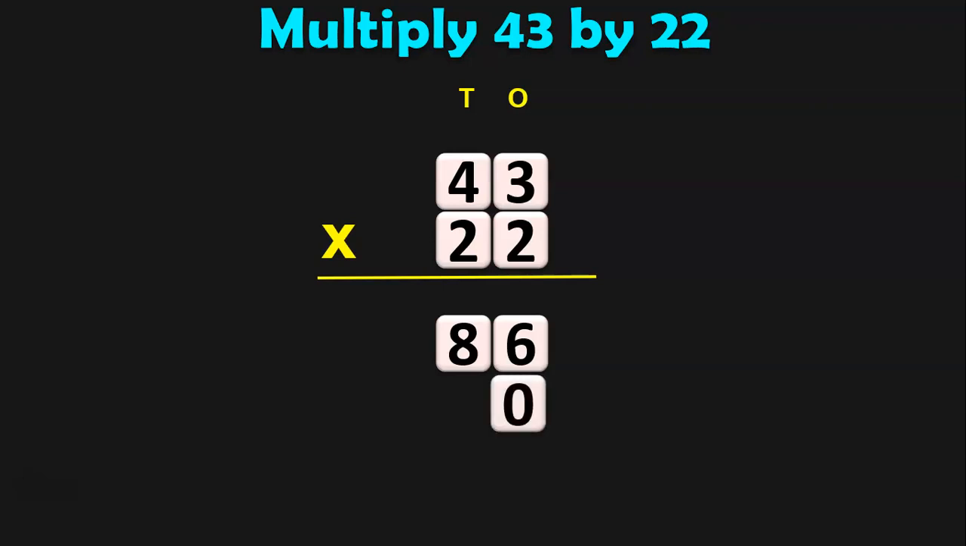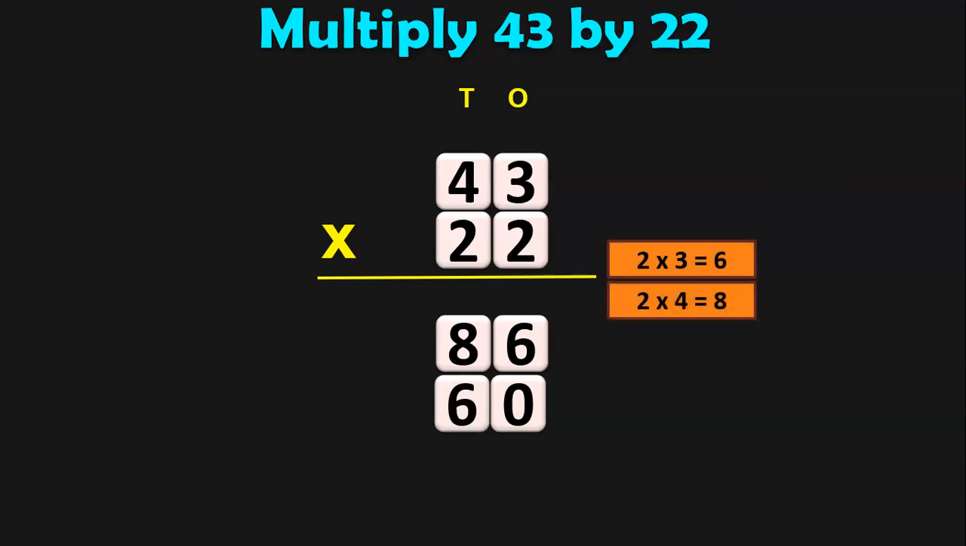So before multiplying a digit in the tens place, you will have to add a 0 in the ones place. So 2 into 3 is 6, 2 into 4 is 8, 2 tens into 4 tens. 2 tens is 20, 4 tens is 40. So 20 into 40 will give you 800. So 8 will move to the next place value, hundreds place.